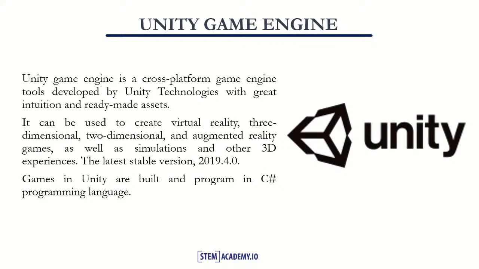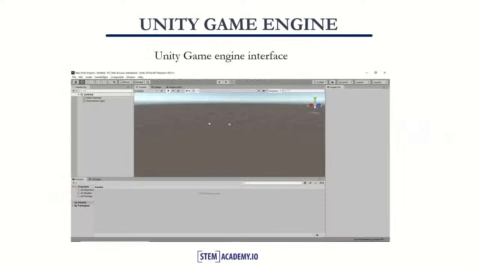Alright, so the Unity game engine is a cross-platform game engine tool developed by Unity Technologies with great intuition and ready-made assets. It can be used to create virtual reality, 3-dimensional, 2-dimensional, and augmented reality games, as well as simulation and other 3D experiences. The latest stable version is 2019.4.0. Games in Unity are built and programmed in the C# programming language.